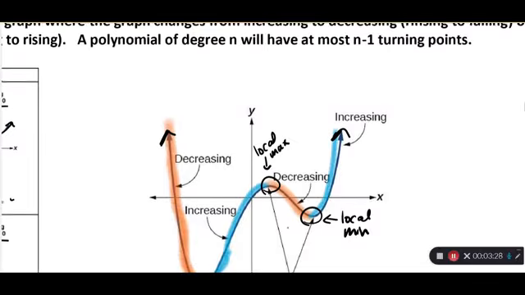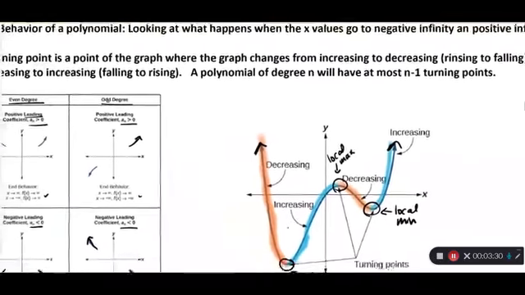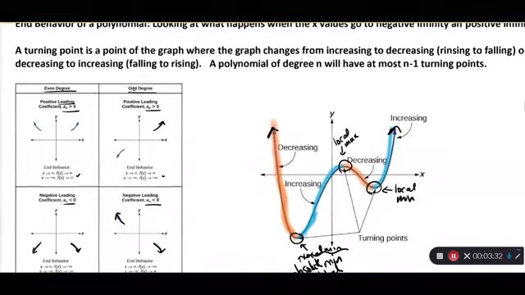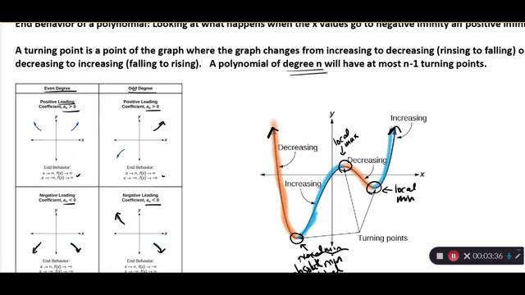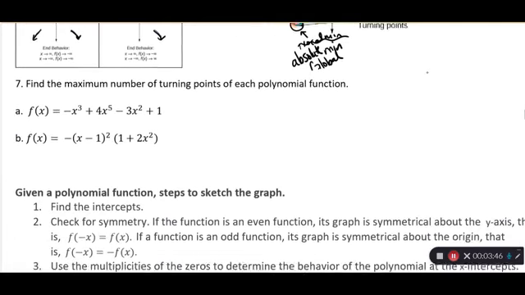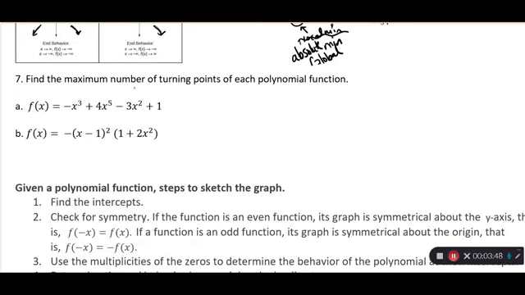Okay, we talked about in a previous video that if your degree is n, then the turning points are at most one less. Okay, we've done that as well. Okay, let's move on. Find the maximum number of turning points for each polynomial.